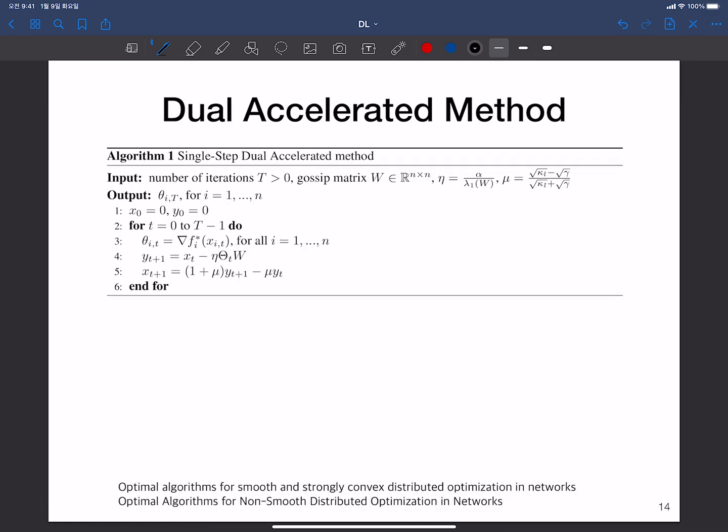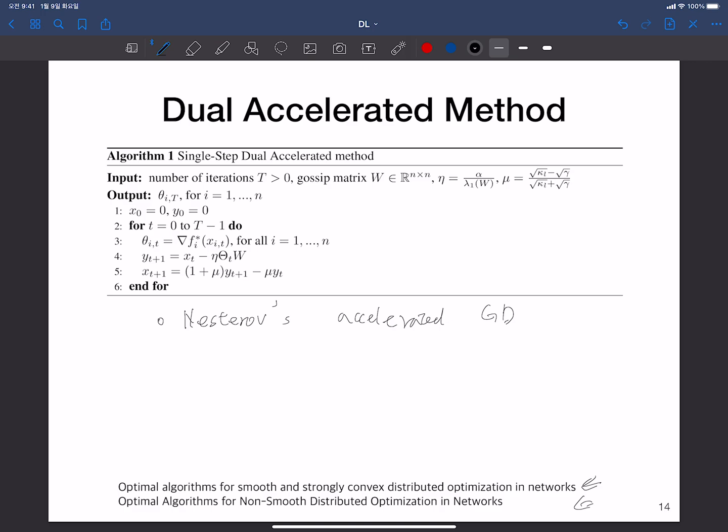A very recent paper extends this idea, the so-called dual accelerated method. These two papers are very nice references. This paper combines Nesterov accelerated GD, so this method enhances the convergence speed.